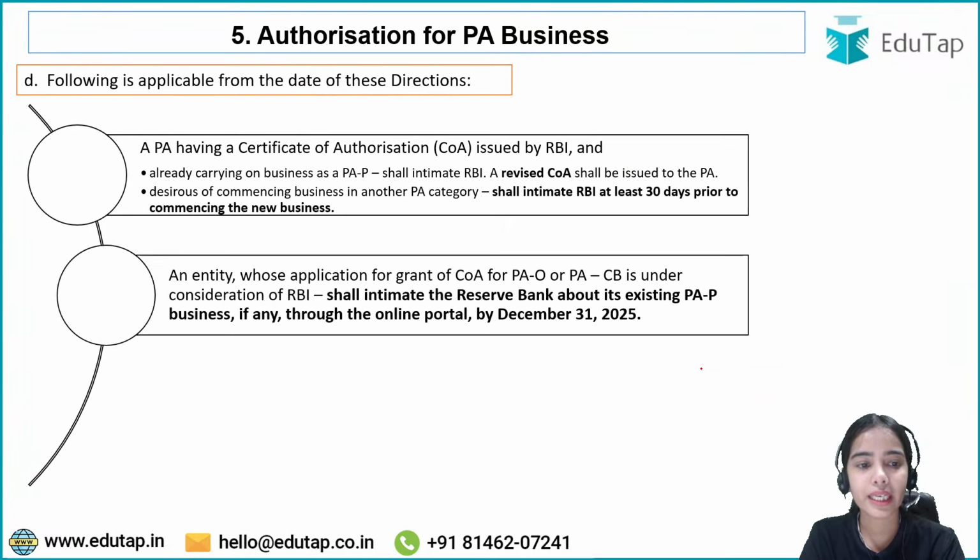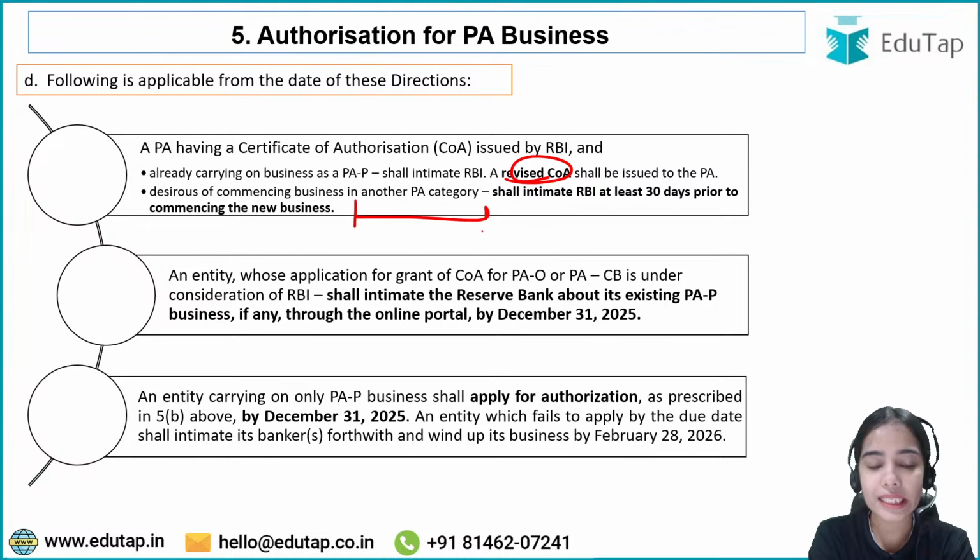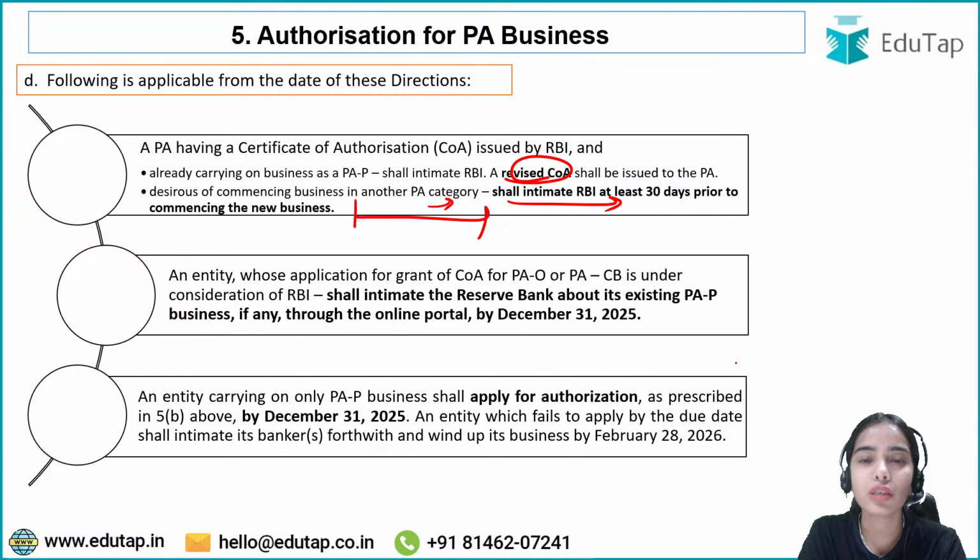Payment aggregator. Then a payment aggregator having the certificate of authorization has to take a revised certificate of authorization, or if they want to extend their business activities to other payment aggregator categories also, they need to inform the RBI at least 30 days before starting with the new business. Okay, if the application is being sent for certificate of authorization for payment aggregator online or cross-border, it has to be informed whether you have the previous business of payment aggregator physical or not, were you working as payment aggregator physical or not.